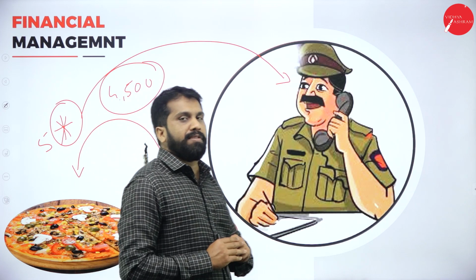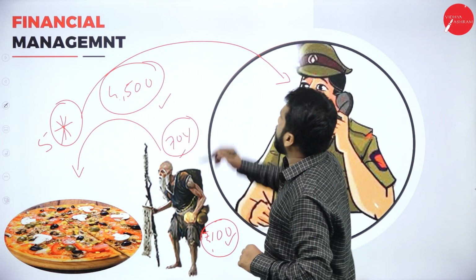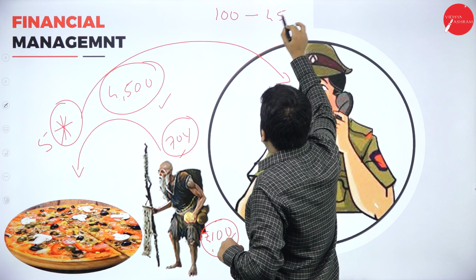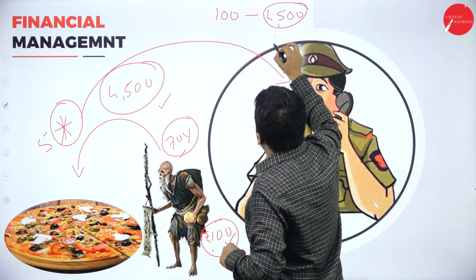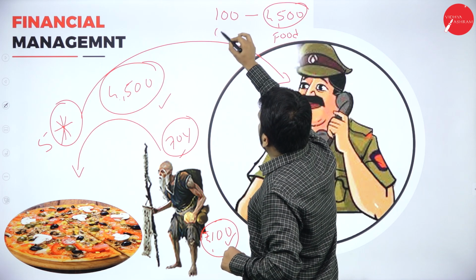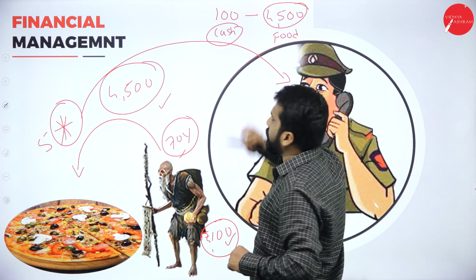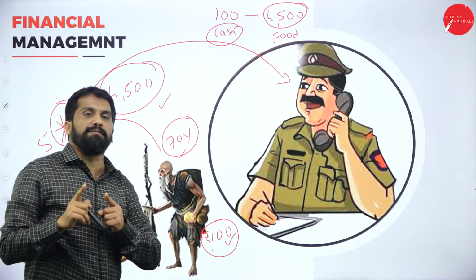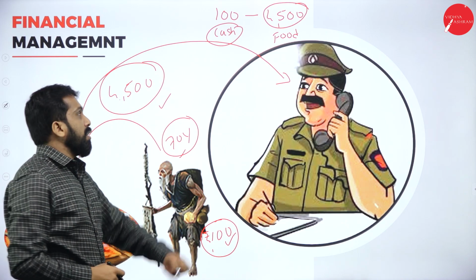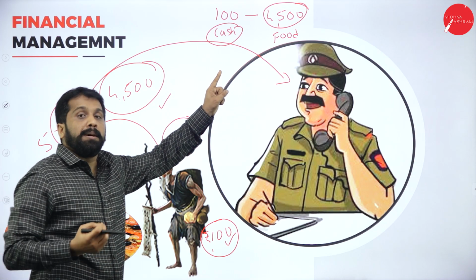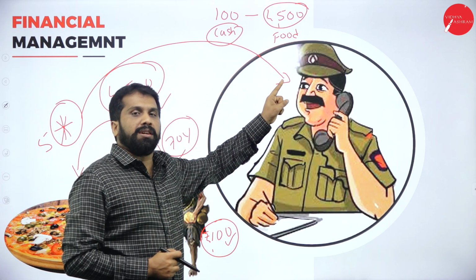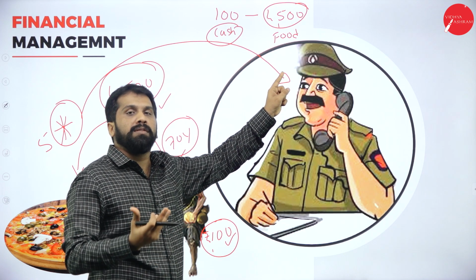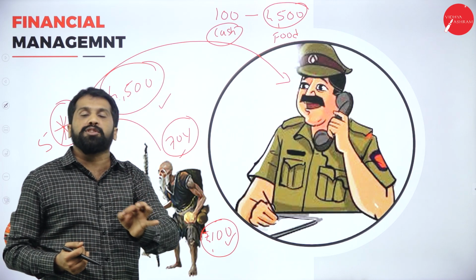Now, what is the moral of the story? The moral of the story is very simple. With 100 rupees, the beggar had 4,500 worth of food. How much did he have? 100. How much worth of food he had? 4,500. This is called financial management. With less resources, maximum utilization. With 100 rupees, getting 4,500 worth of food is called financial management.